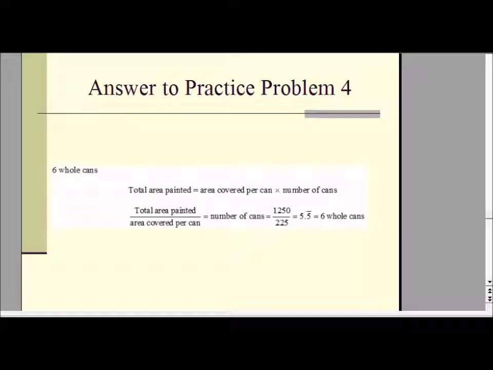The answer to practice problem 4 is 6 whole cans. The total area to be painted is the area covered per can times the number of cans. We rearrange that equation. The total area painted divided by the area covered per can equals the number of cans. That's 1,250 divided by 225 is 5.555 and so on cans. Of course, that rounds up to 6.